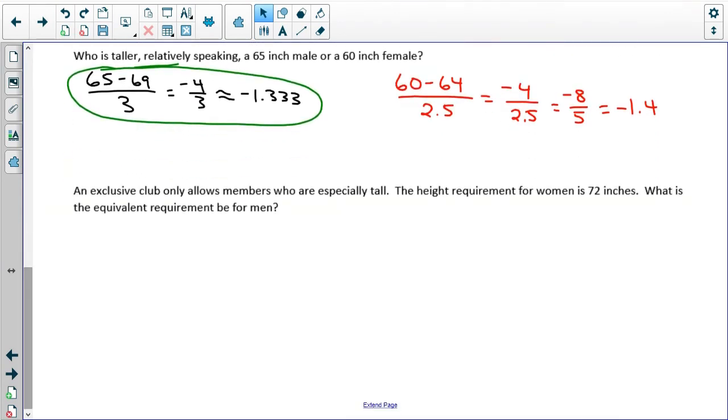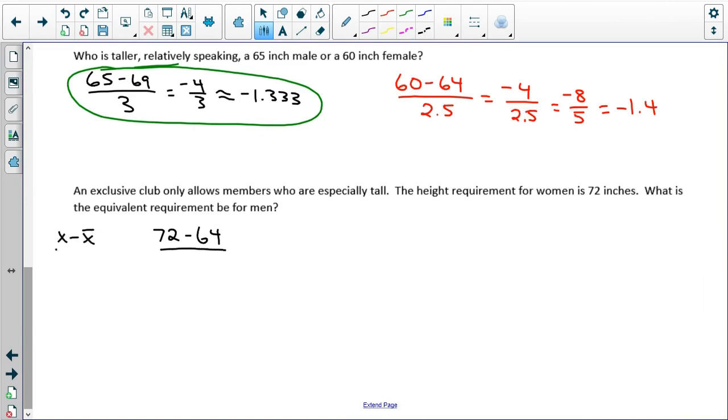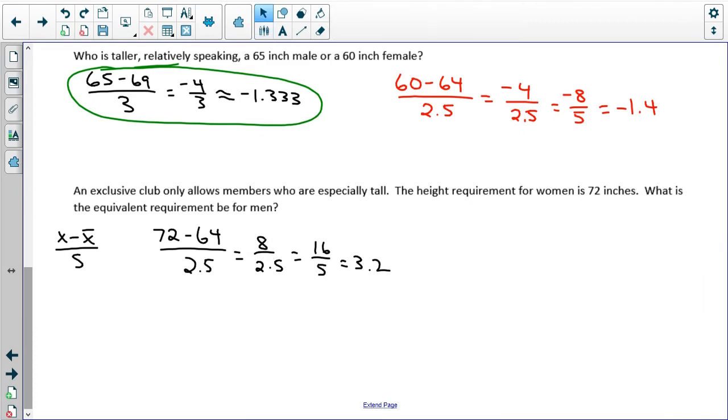An exclusive club allows only members who are especially tall in it. The height requirement for women is 72 inches. What would be the equivalent requirement for men? So, in order to be in the club, you have to be 72 inches for a female, and the mean is 64. Remember, it's observation minus average over standard deviation. So observation is 72, average is 64, 2.5 is the standard deviation. So that's 16 over 5, which is 3.2. So you have to be 3.2 standard deviations above the mean.